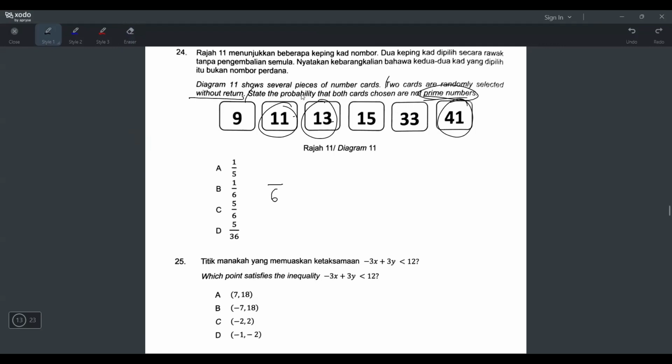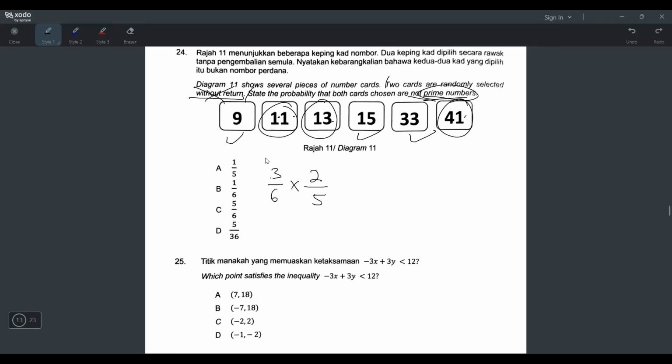So they want you to find probability that both cards are not prime number. So we all know that 11, 13, 41 is prime. So what is the probability of choosing not prime? It will be 1, 2, 3 over 6. So the probability of choosing not prime number in my first selection is 3 over 6. But for my second selection, it will be over 5 because I already choose one out and I never return it. But when you choose the second time, you will be left with 2 over 5.